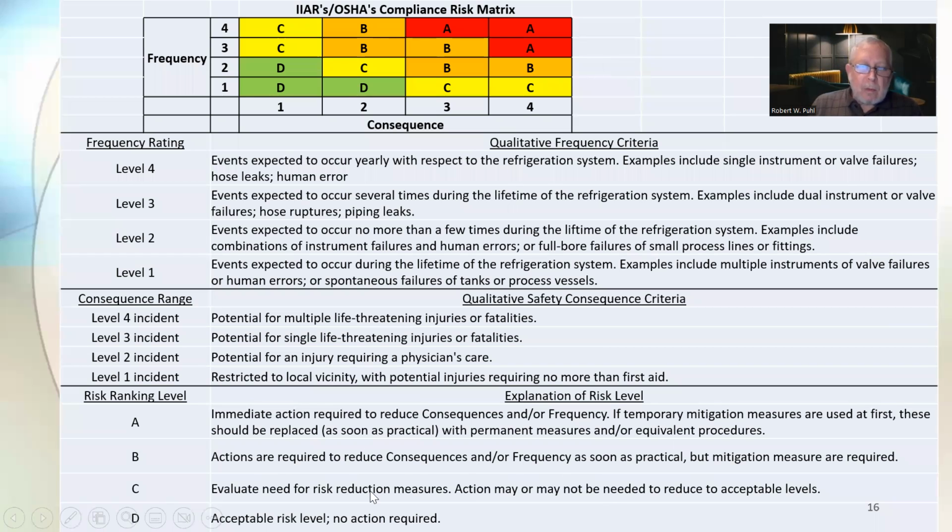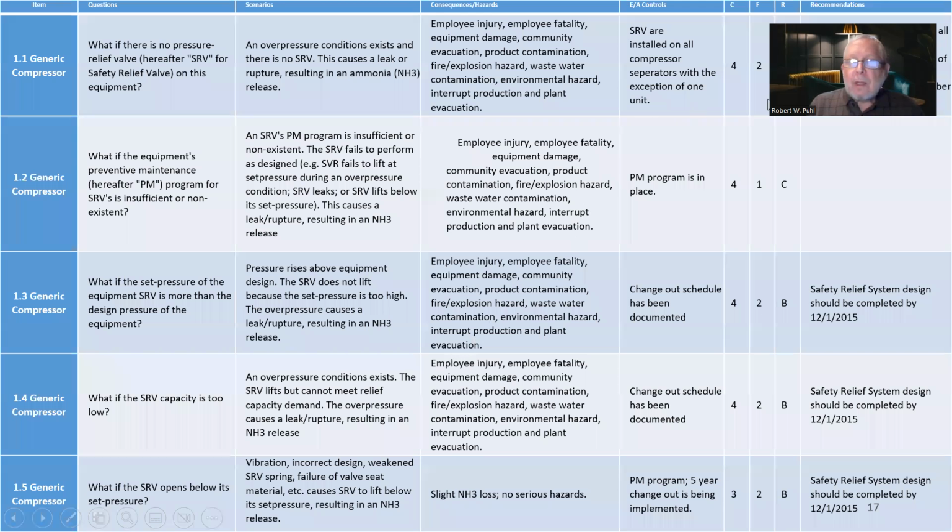Acceptable risk level, evaluate for further action. Action may or may not be taken. Actions are required to reduce consequences and/or frequency as soon as practical, but mitigation measures are required. In other words, something has to be done, but you can do something on an interim basis. And then immediate action. If temporary mitigation measures are used at first, these should be replaced as soon as practical with permanent measures and/or equivalent procedures. So that's the letters.